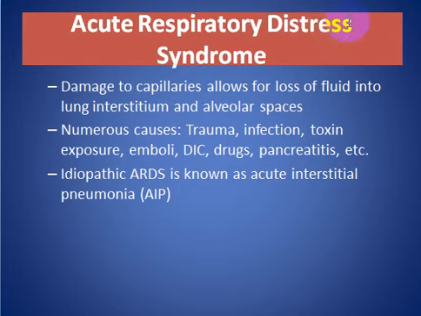Acute respiratory distress syndrome, there is damage to the capillaries that allows for loss of fluid in the lung interstitium and alveolar spaces. Numerous causes: trauma, infection, toxin exposure, emboli, disseminated intravascular coagulation, drugs, pancreatitis, and idiopathic. Adult respiratory distress syndrome is known also as acute interstitial pneumonia.